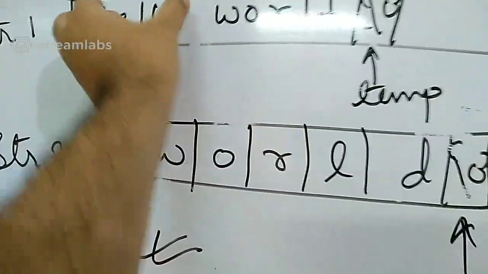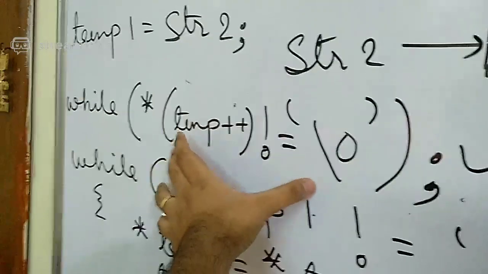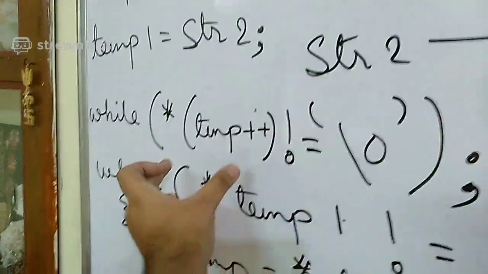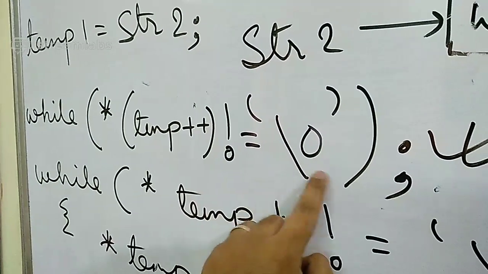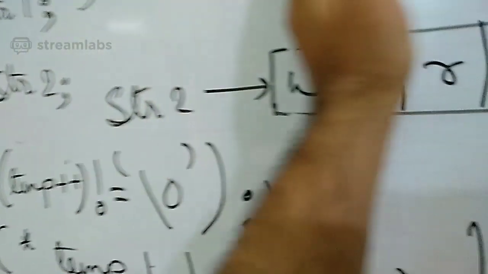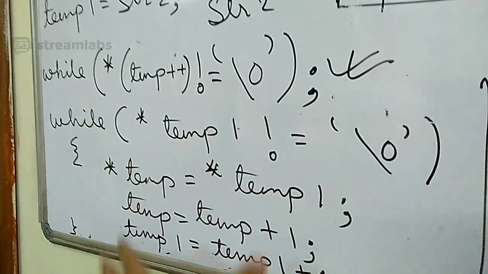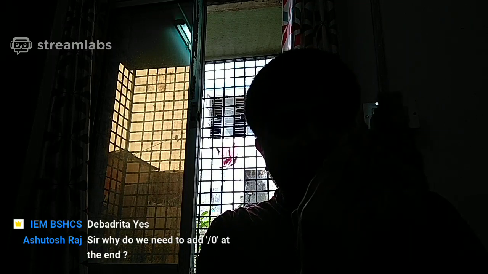Over here, if I want a space in between hello and world, after this very while loop, what you do is you specify star of temp is equal to a space, single quote space, semicolon, then you increase temp by 1, then you write the whole of this code. Temp is equal to temp plus 1, this is done because we want to increase the temp pointer to the next location. So we are proceeding, temp is also proceeding, temp 1 is also proceeding, right?